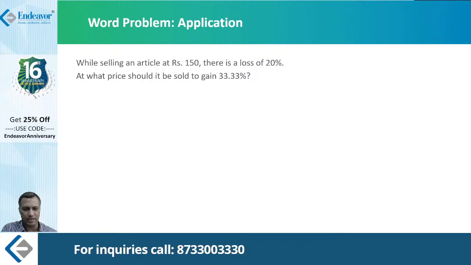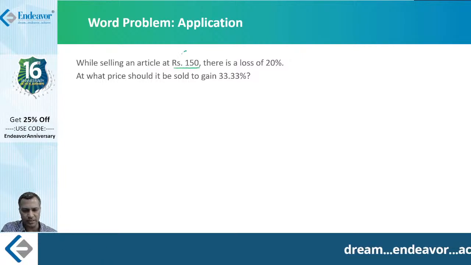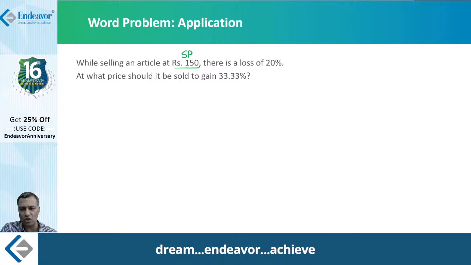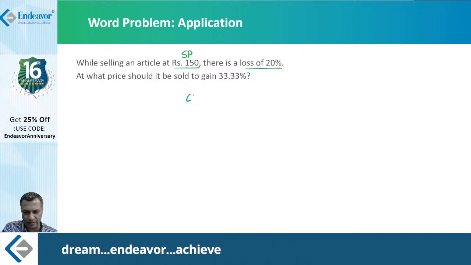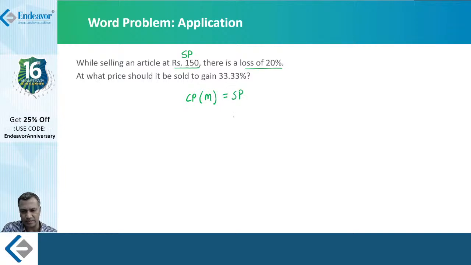Selling an article at 150 means 150 is the selling price. What is the loss made? 20%. Now, let us put it to perspective. Selling price is 150. How do we write the selling price? We write: cost price multiplier related with profit or loss is equal to selling price. Where is the selling price? Write it here, that 150.